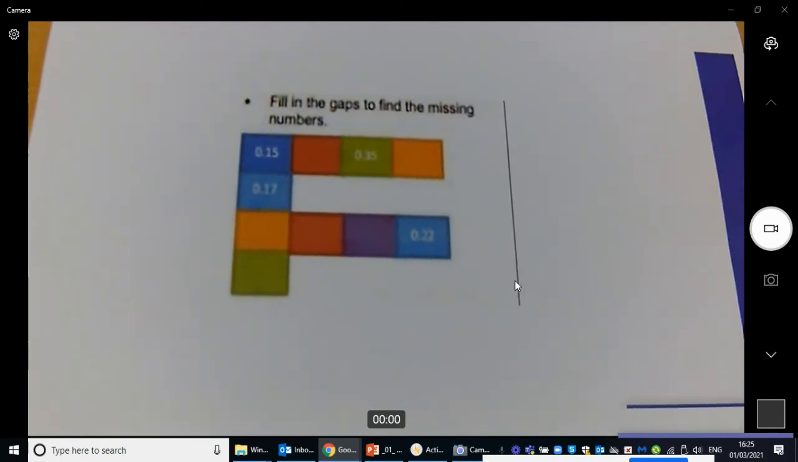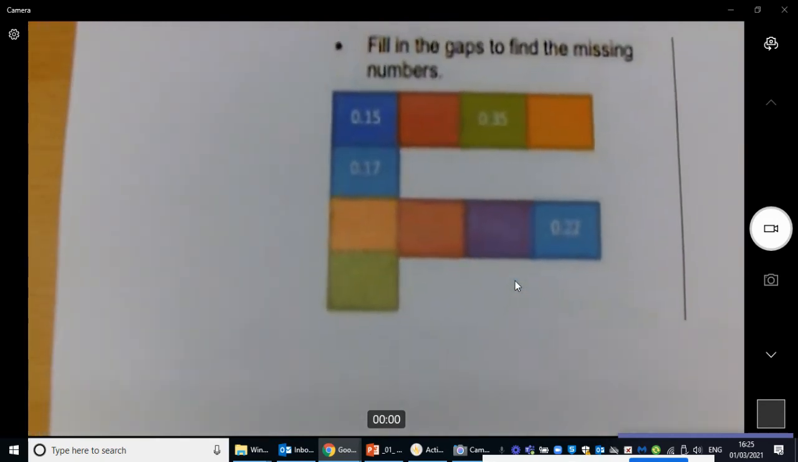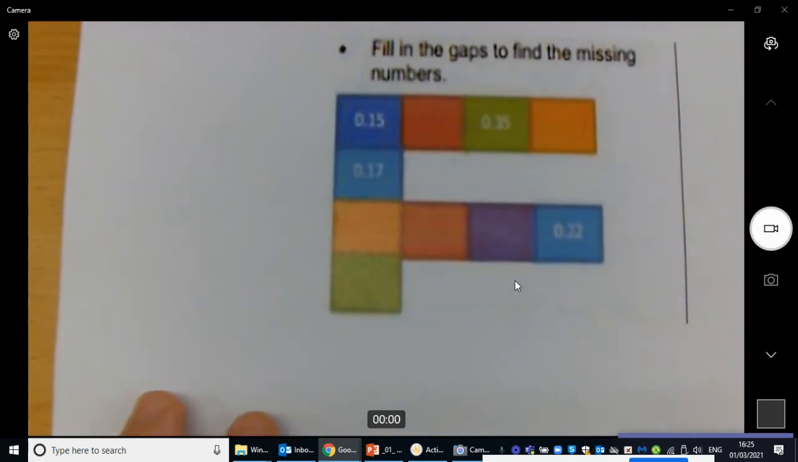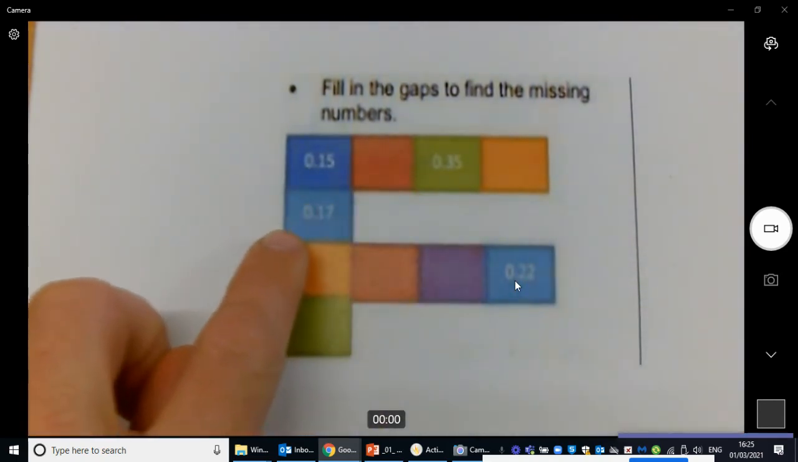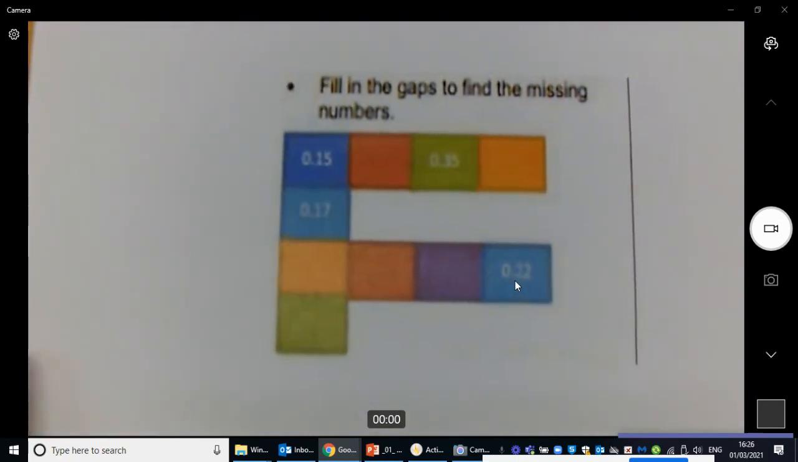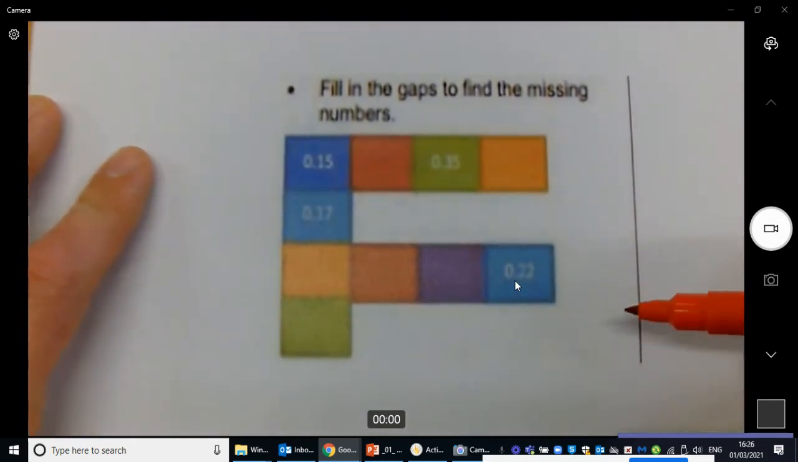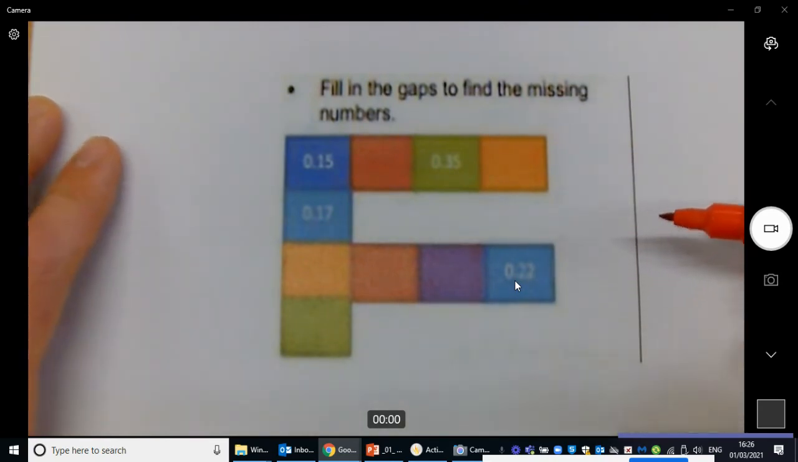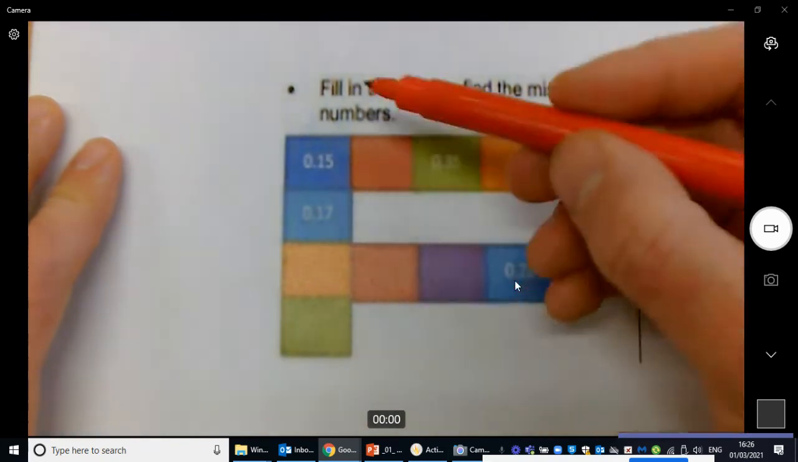And your final one, for those of you that are fancying a bit of a challenge, can you fill in the gaps here to find the missing numbers? Now I'm going to zoom in a little bit because I know the numbers do appear a bit blurry. So we've got 0.15, 0.35, 0.17, and 0.22. So you've got to complete these sequences. So let's do the first one together. Remember, same steps to success. Can you see two numbers that are together? Yes, we can. 0.15 and 0.17.